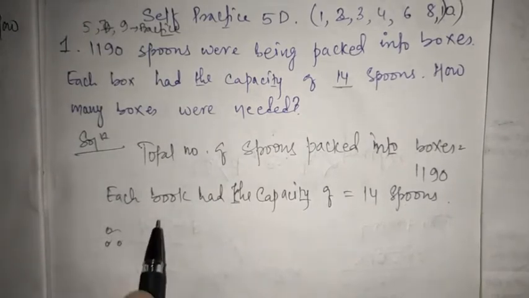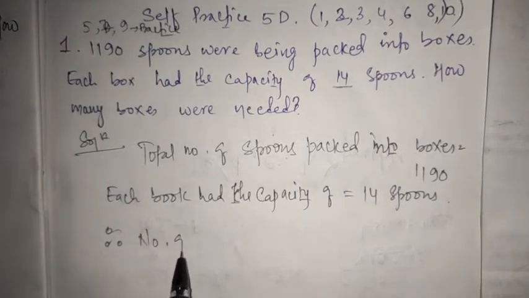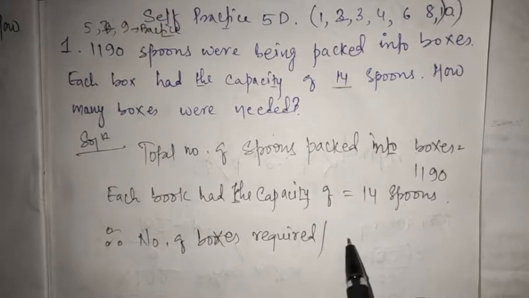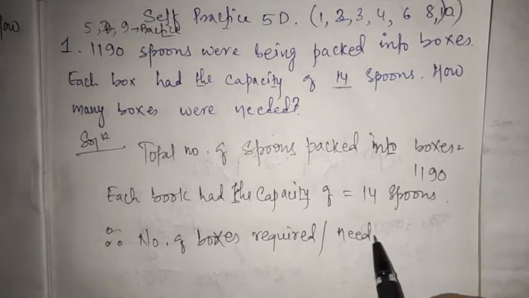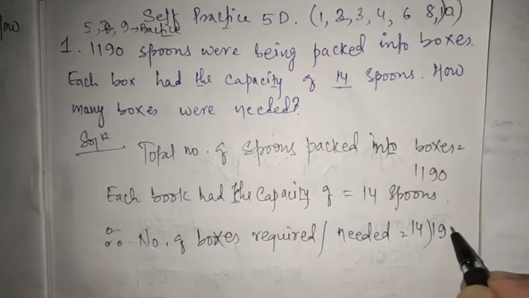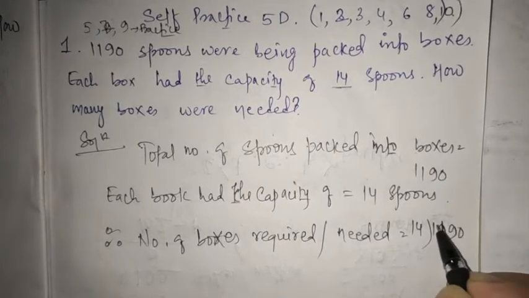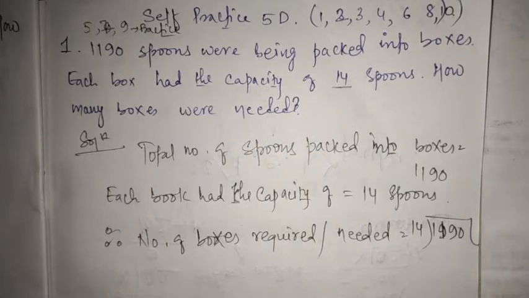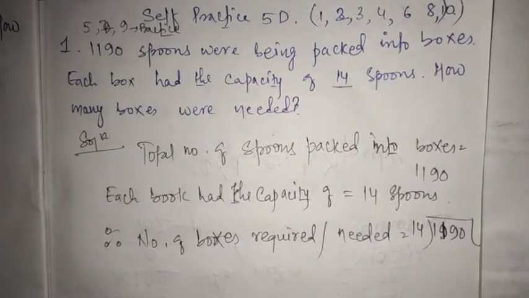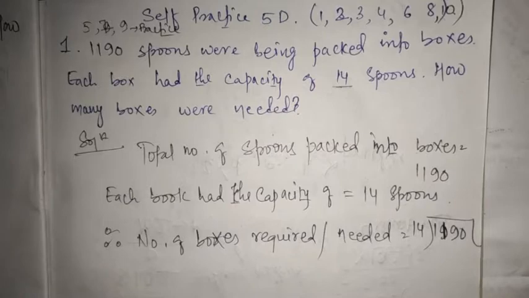Therefore, the number of boxes required, or you may write needed, is equal to 1190 divided by 14, right? So to solve this you should know the multiplication table of 14, right? So let me write the multiplication table of 14.